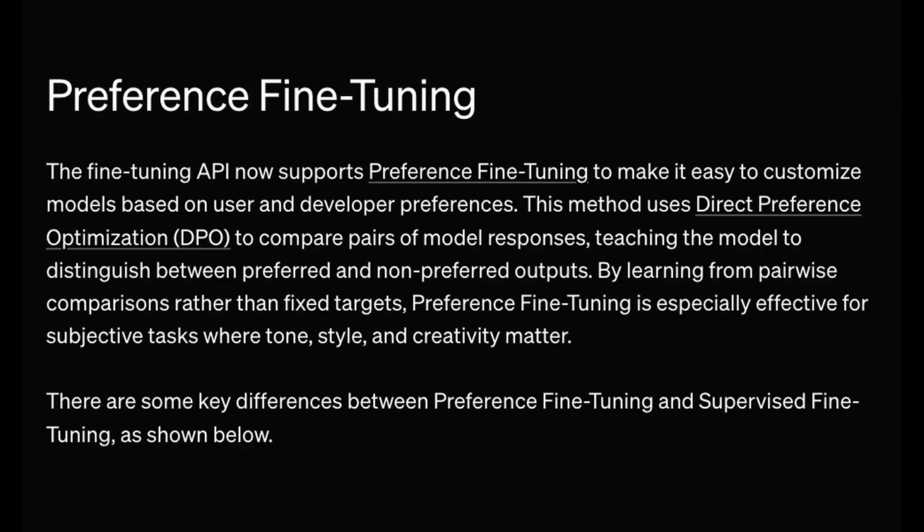Number 5 is preference fine-tuning. Another big update is preference fine-tuning, which gives you the ability to customize your model based on user and developer preferences. Unlike supervised fine-tuning, this approach uses pairwise comparisons of the model's responses, and then uses these pairwise comparisons to teach the model what works better.